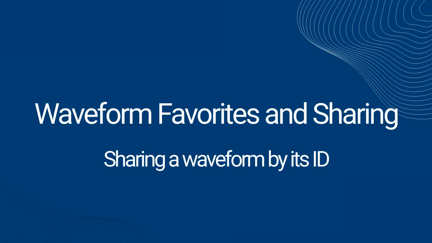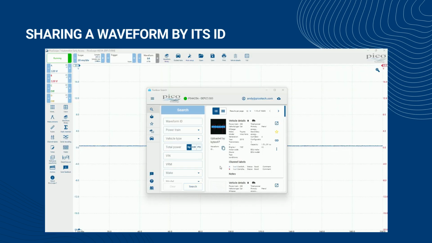Section 3, Sharing a Waveform by its ID. Every waveform within the Waveform Library has a unique ID that is displayed beneath the waveform snapshot and contributor name in the waveform details. To copy the waveform ID, click the copy icon next to it. This will load it into your operating system's clipboard so you can paste it into and share it within any email, forum post, or document, etc.